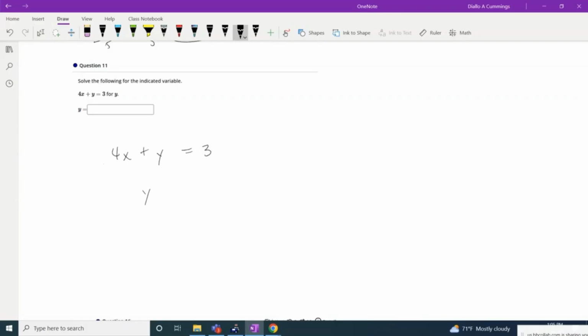So I'm going to let y remain on the left-hand side. I'm going to bring down 3. And then I'm going to transpose 4x. So I'm just going to make it negative and move it to the right-hand side. And this should be our solution. We have solved, or isolated, for y. So in this case, we simply subtracted 4x from both sides.